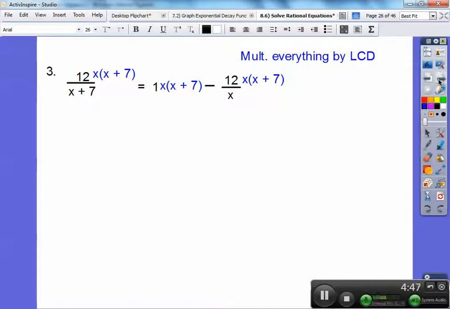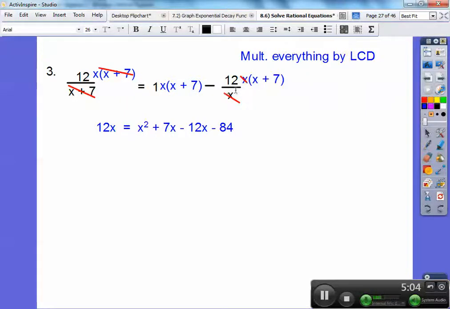I had x plus 1 earlier, and I wasn't getting the correct answer, so I had to change it to x plus 7. I didn't change that slide. All right. Anyway, now look, you guys, the x plus 7 cancel. I'm left with 12 times x. Over here, nothing cancels, so go ahead and distribute: x times x is x squared, x times 7 is 7x right there.